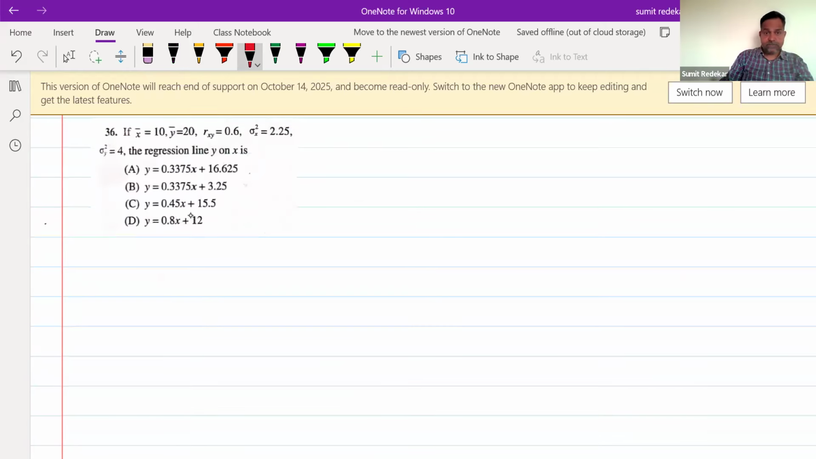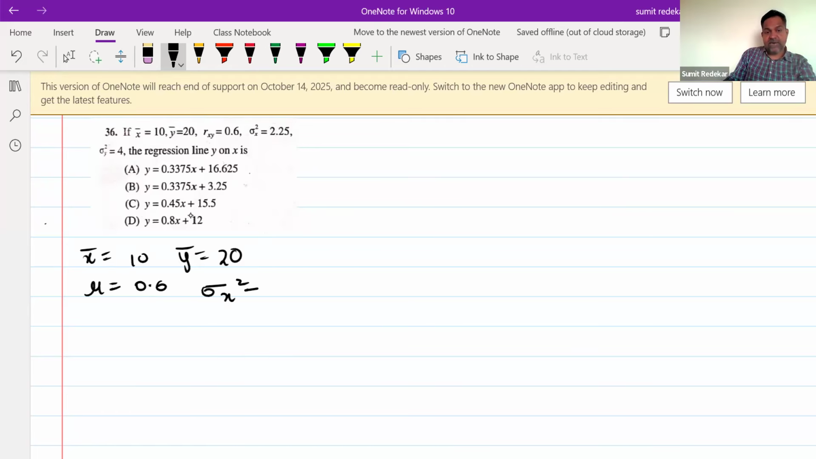X bar, Y bar, regression, correlation and standard deviations are given to you? वेरिएंसेस आर गिवन टू यू, सिग्मा स्क्वायर दिया है आपको, द रिग्रेशन लाइन ऑफ y ऑन x फाइंड करनी है. तो आपने मुझे x बार दिया है 10 है, आपने मुझे y बार दिया है विच इज 20, आपने मुझे कोरिलेशन कोएफिशिएंट दिया है विच इज 0.6, आपने सिग्मा x स्क्वायर लिखा है विच इज 2.25. तो स्टैंडर्ड डिविएशन ऑफ x इसका स्क्वायर रूट हो जाता है, 225 का स्क्वायर रूट 15 है, सो दिस बिकम्स 1.5. एंड सिग्मा y का स्क्वायर 4 है, तो स्टैंडर्ड डिविएशन ऑफ y 2 है.